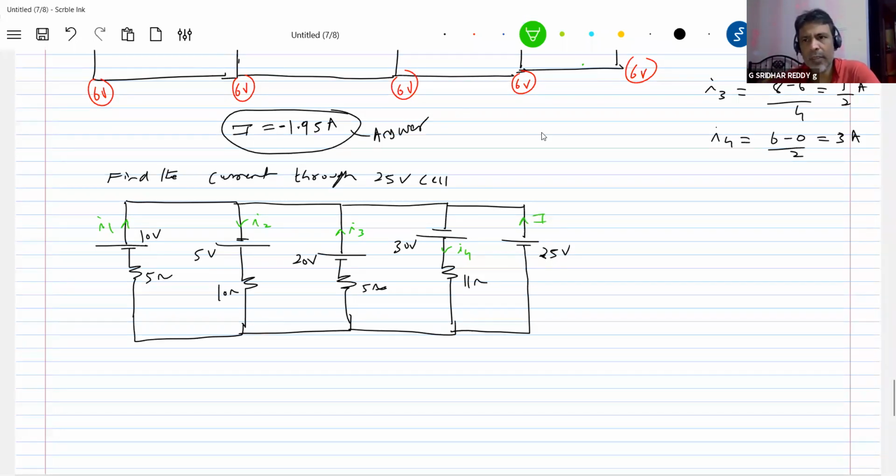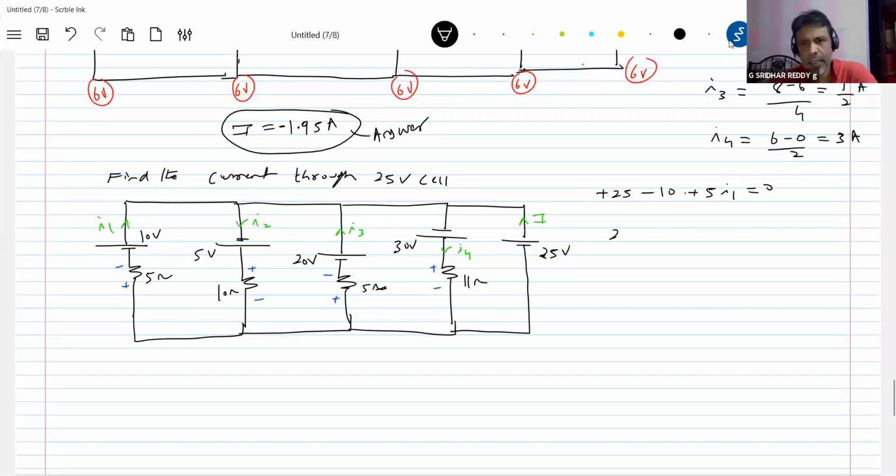So I write the loop equation. Plus 25, plus 25 minus 10. Here current enters and it leaves here. Here current enters, it leaves. Here current enters, it leaves. Current here enters, it leaves. Then this will be the equation 25 minus 10 plus 5i1 equal to 0. I'll solve it, I'll get the expression for i1.